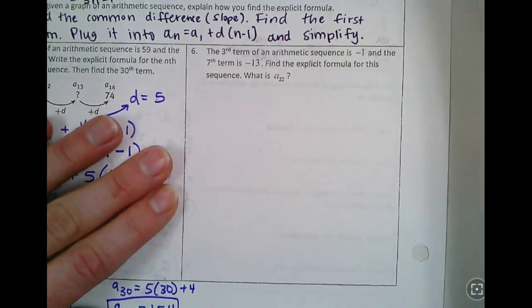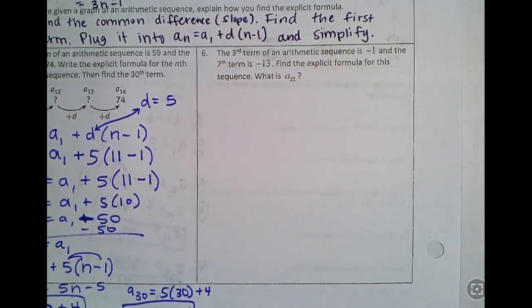It said the third term of an arithmetic sequence is -1, and the seventh term is -13. Find the explicit formula for this sequence. What is a sub 22?